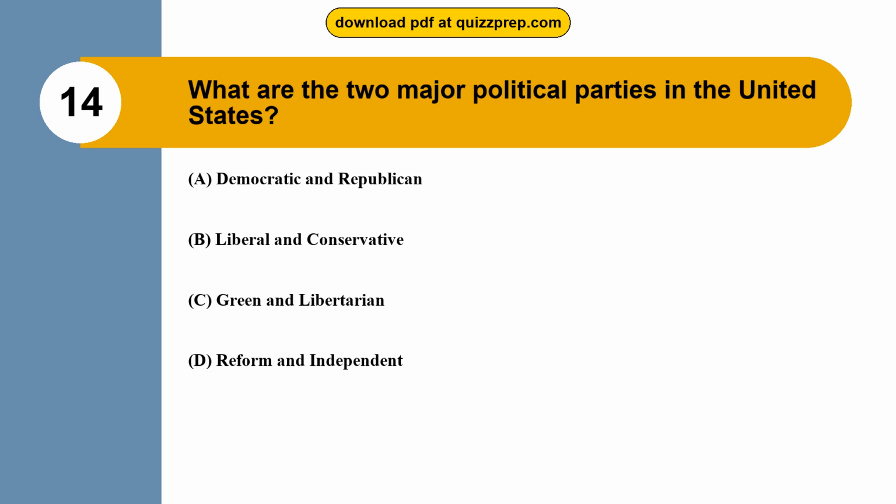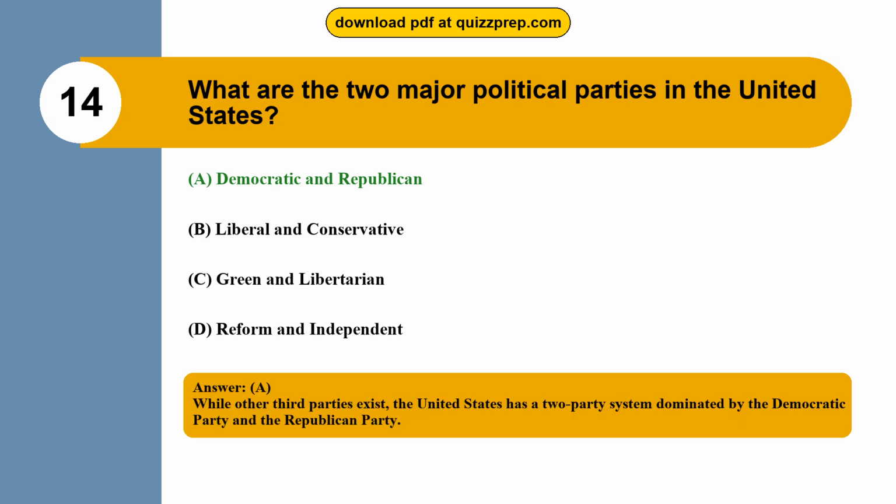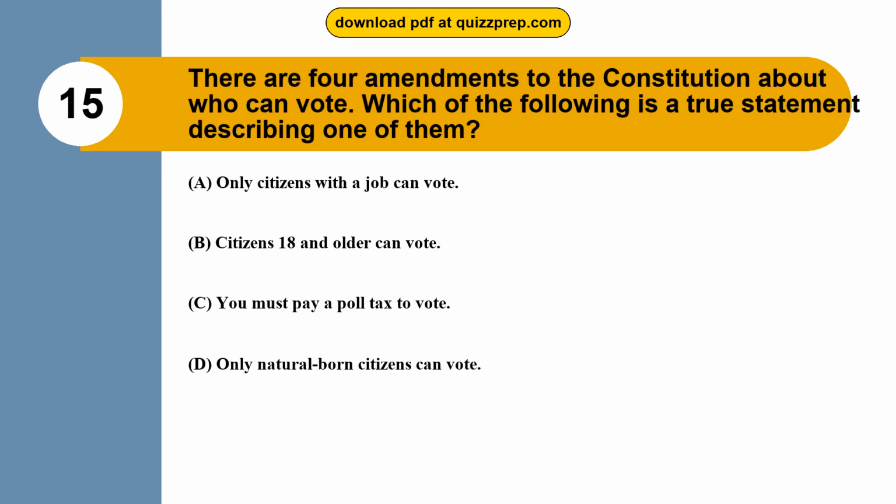Option A, Democratic and Republican, option B, Liberal and Conservative, option C, Green and Libertarian, option D, Reform and Independent. The correct answer is option A, Democratic and Republican. While other third parties exist, the United States has a two-party system dominated by the Democratic Party and the Republican Party.